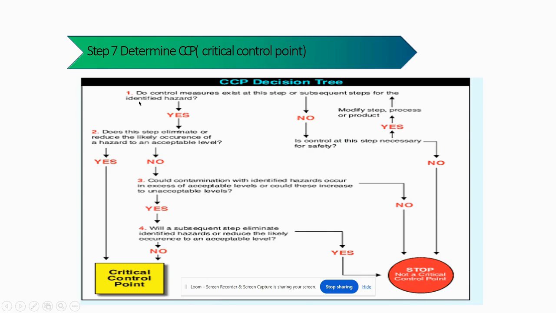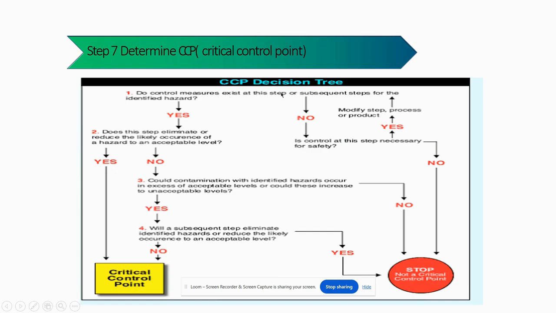If your answer for the first question, do control measures exist in the step or subsequent steps for the identified hazard, is no, then is control at this step necessary for safety? If yes, again we need to modify the step and go back to the first question. If your answer is no for this question also, then it is not considered to be a critical control point.